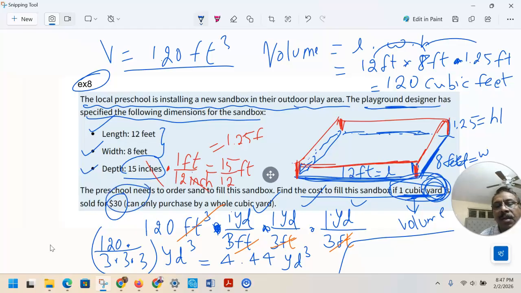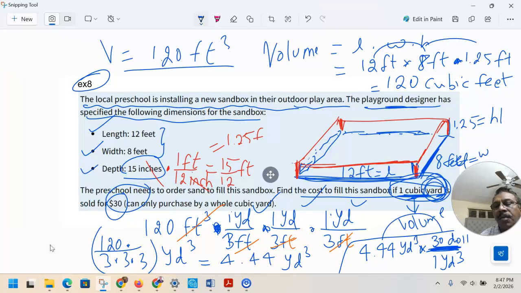And now the ending part is each yard cube is given to you $30. So all you do is 4.44 yard cube, and now I'm going to write 1 yard cube, again a conversion factor. The rate is given, every 1 yard cube is $30.